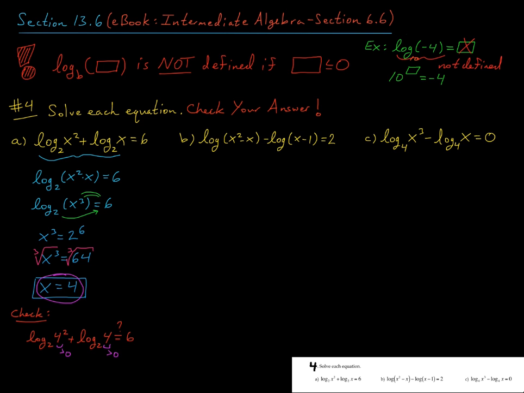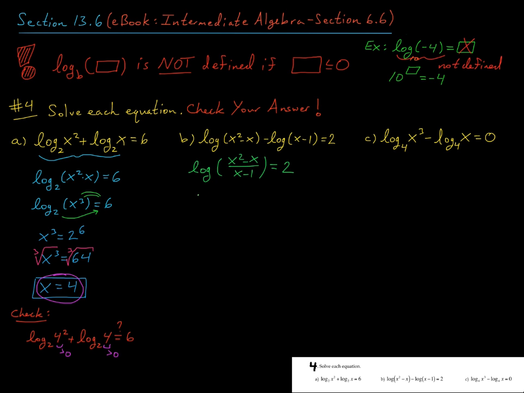All right, let's try B. Got log of x squared minus x, minus log of x minus 1. Okay, so now I have a difference of logarithms, so I'll go ahead and put those together using the quotient to difference property. So that gives me the log of x squared minus x, all divided by x minus 1.